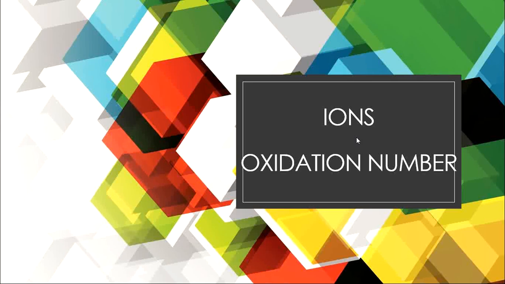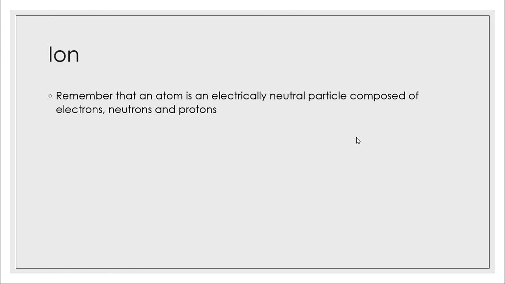In this video, we're going back to ions, and we'll be discussing their charges, more formally known as oxidation number. Remember that an atom is an electrically neutral particle composed of electrons, neutrons, and protons. So what does this mean? It means that a neutral atom has a charge of 0. But an ion has a charge, right?